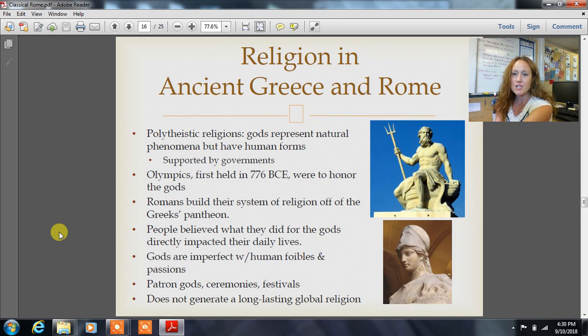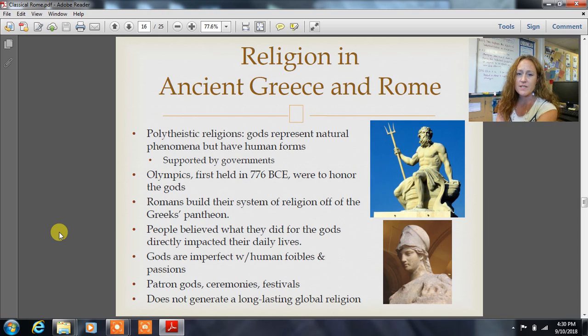So religion in ancient Greece and Rome. As I said, before Christianity, there were polytheistic religions. Gods represented natural phenomena, but they have human forms. And these polytheistic religions were supported by the Greek polis and also the Roman Republic and the early Roman Empire. The Greeks will establish the Olympics. The Olympics were actually created to honor the gods, and this was a time where the city-states, Athens and Sparta and all the other ones, were able to compete against one another.